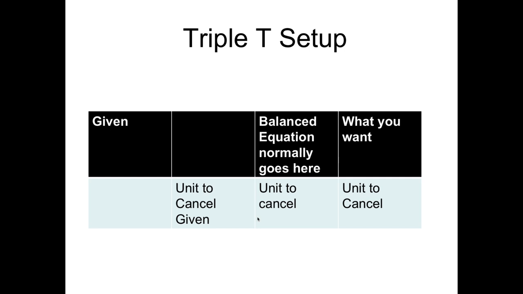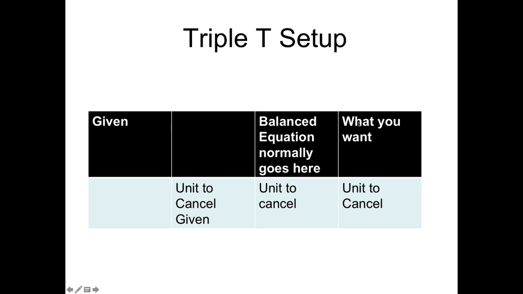So as before, there's a simple setup when it comes to how to organize your data into the chart. As we did with the mole problems, the 1 and 2T problems, the given's always going to go on the upper left. What you want will always go in the far upper right. You'll have a unit to cancel. Then the only additional step is you're going to have a balanced equation, and you're going to write the coefficients of the balanced equation in here. And then everything should cancel diagonally to go from your given to what you want.